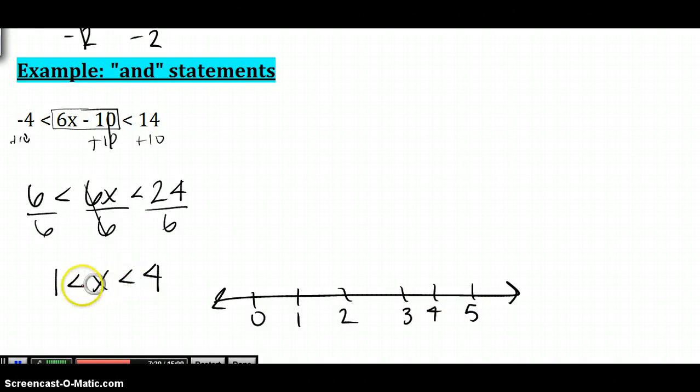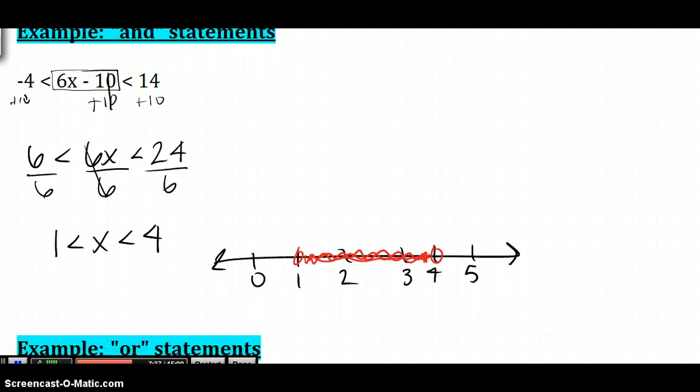So here these are both open dots at 1 and 4, and x has to be less than 4, so less than would be this way, and x also has to be greater than 1, so it's going to be shaded in the middle. And statements are always shaded in the middle.